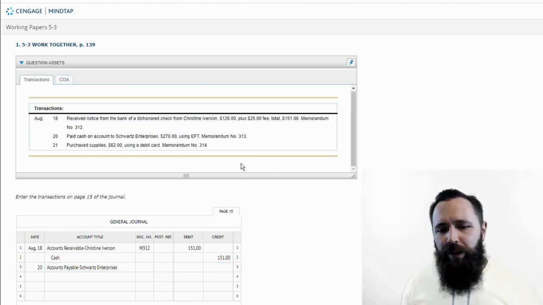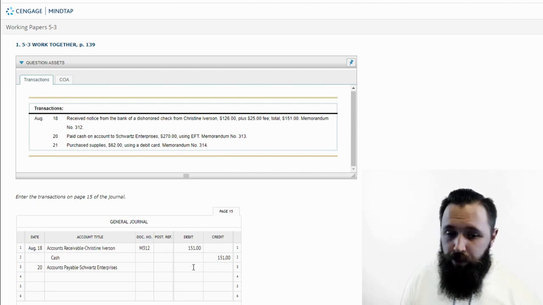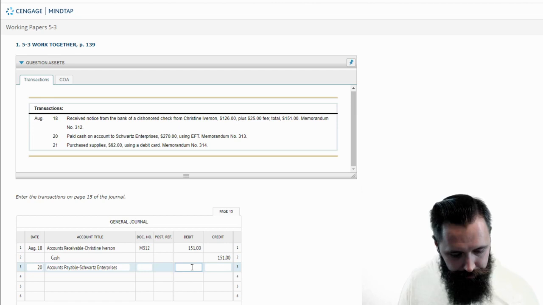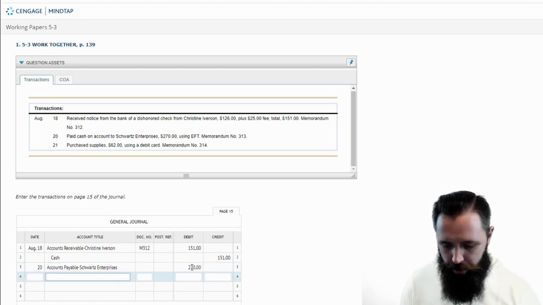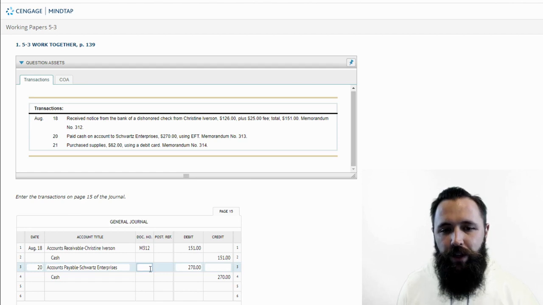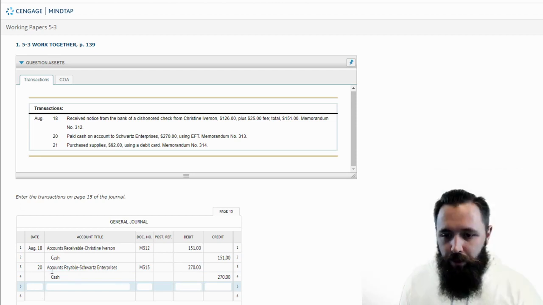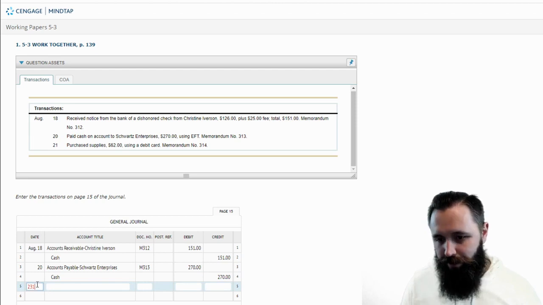And we need to bring that accounts payable account down. Accounts payable has a normal credit balance. We debit it, 270. And what's happening to our cash here? It's going down. It's getting credited by 270. What's our document number? It's going to be memo 313. So there we go. Same thing like if you're paying cash on account, okay? It's the exact same thing. We're just using an EFT here.